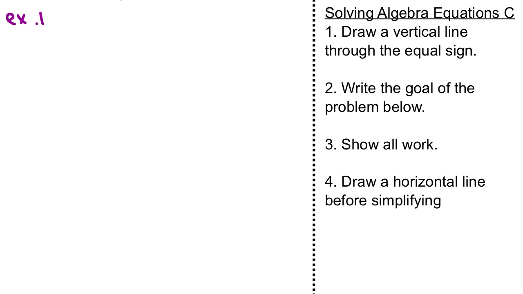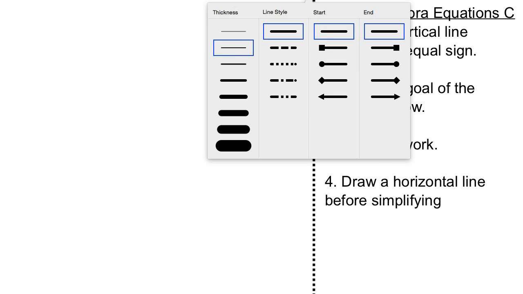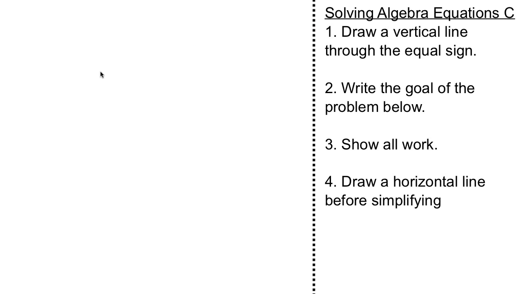Here's example 1. Okay, this is the final video on solving equations. So here's example 1, and the directions for all these problems are going to be to solve. Okay, so first we have 6 is equal to negative 2 times k minus 2.